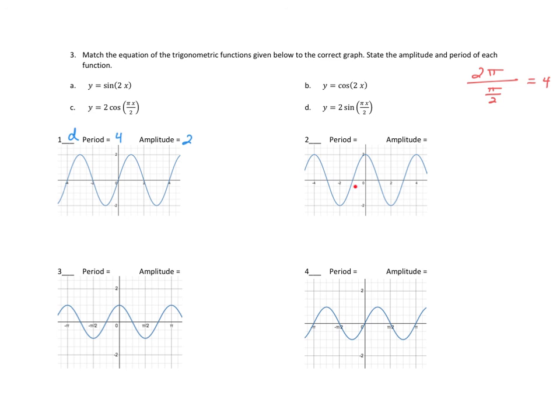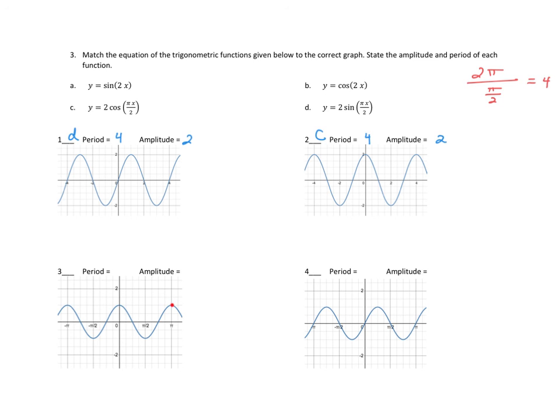For 2, let's see. Well, this is definitely a cosine function because it starts at the highest point. It's not at 0. And it ends back at that highest point again over here. So I'm looking for a cosine function. Again, it looks like the period is equal to 4 and the amplitude is 2. Therefore, this has to be graph C. It's cosine. This 2 determines the amplitude, and this pi over 2, just like over here, will give me a period of 4.